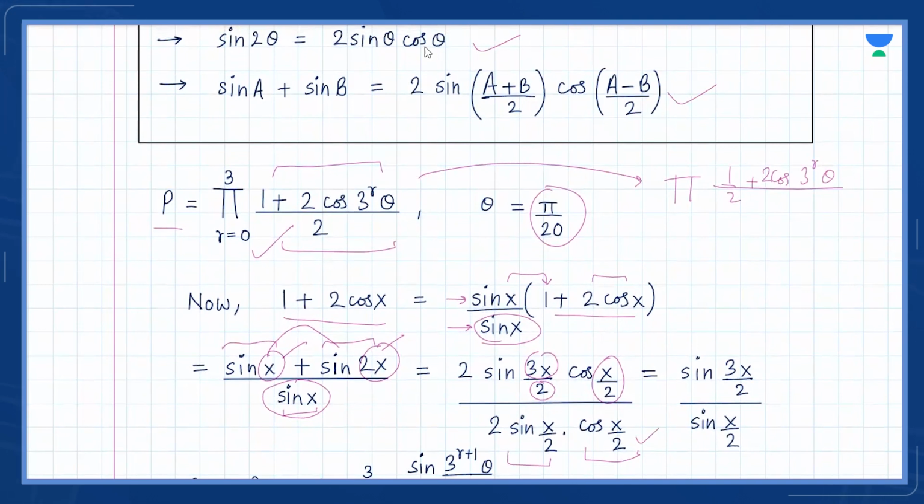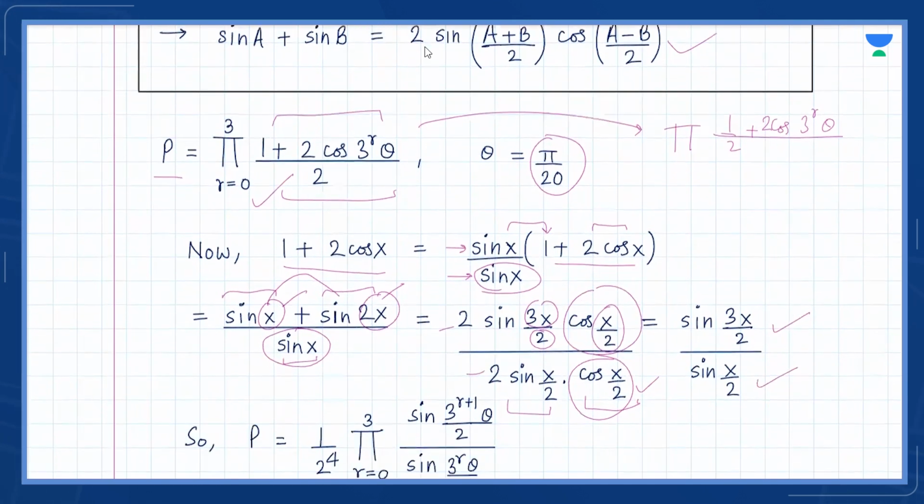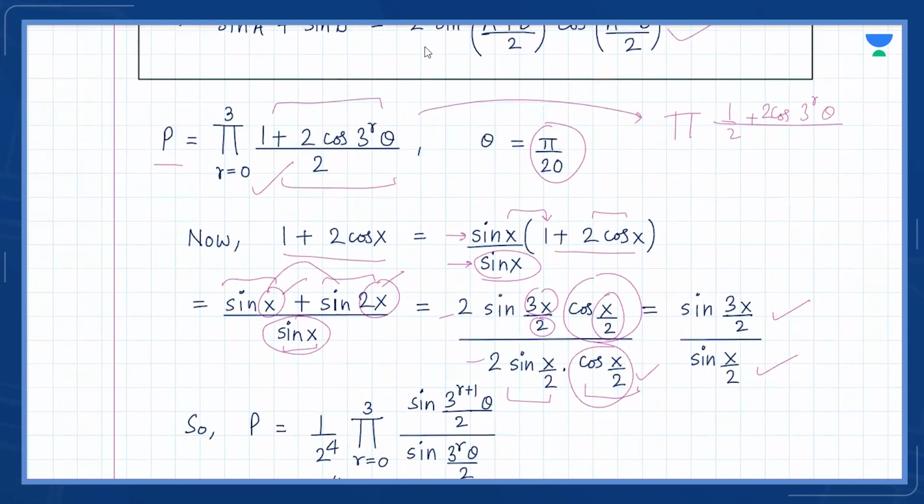So clearly the cos(x/2) gets cancelled, 2 and 2 get cancelled, and we are left with sin(3x/2) upon sin(x/2). Now clearly we observe that the product of 2 into 2 into 2, these are total 4 terms, right, from 0 to 3.